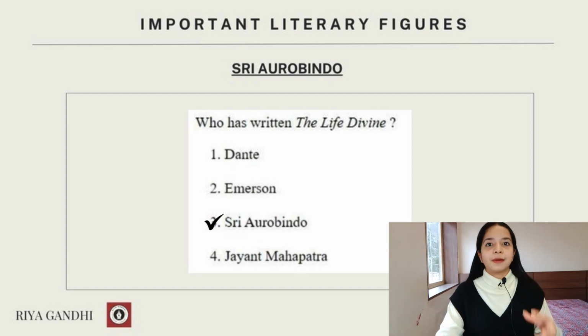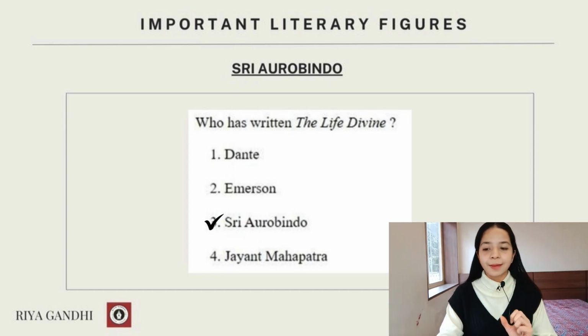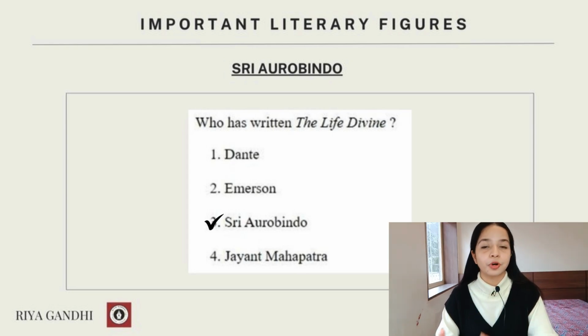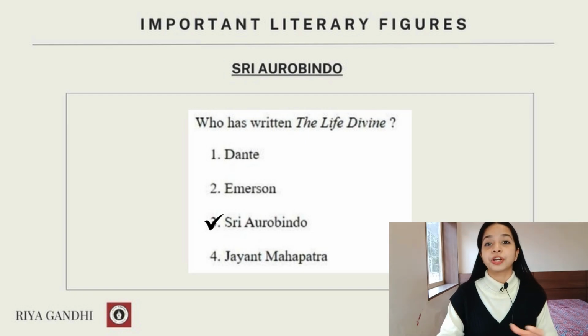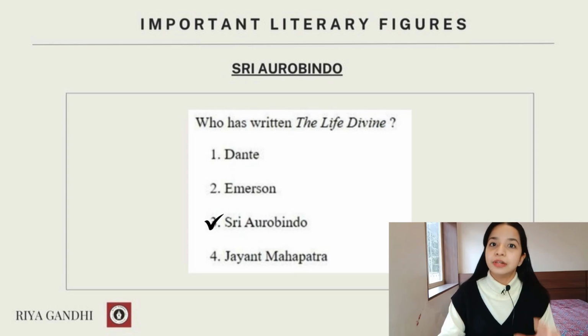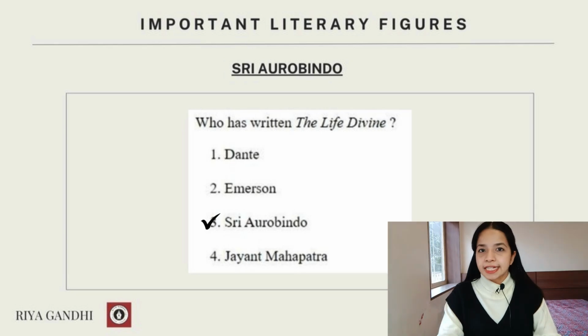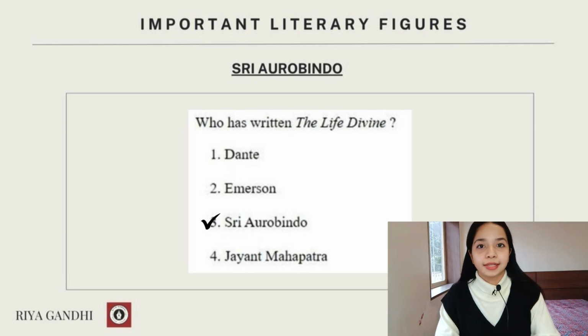Now, this was about the important literary figures. Just to give a quick recap, we discussed the questions related to the important trio, and the questions related to Rabindranath Tagore and Sri Aurobindo. So, make sure that whenever you are preparing for your Indian English Literature section for UGC NET English exam, you prioritize these key literary figures. Having said that, let's move on to the next category, which is of Dalit literature.